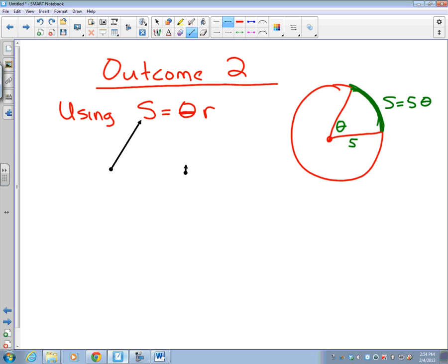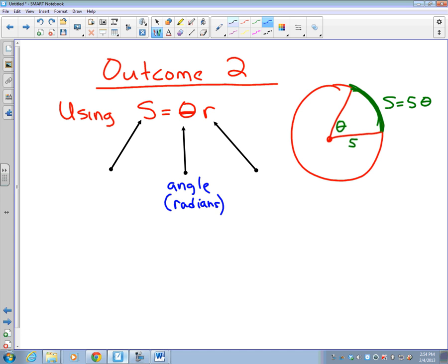So we have these 3 parts. This obviously represents the angle. But the thing is that angle must be in radians for this thing to work. It doesn't work if it's in degrees, right? If this angle is 60 degrees, this arc length isn't 300 centimeters. That doesn't make sense. 60 times 5, right? It only works when you measure this angle in radians, okay?